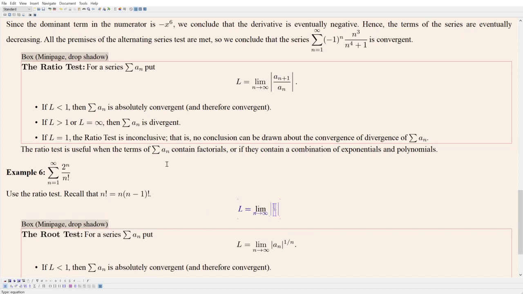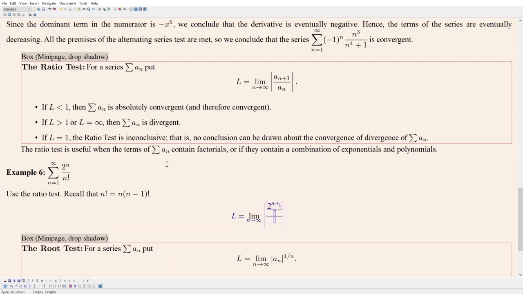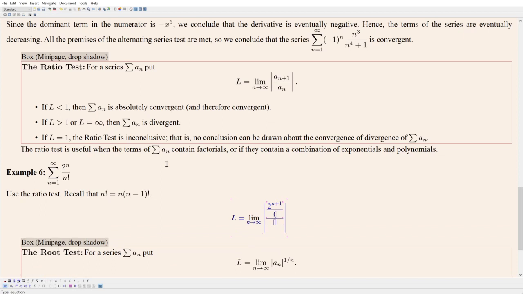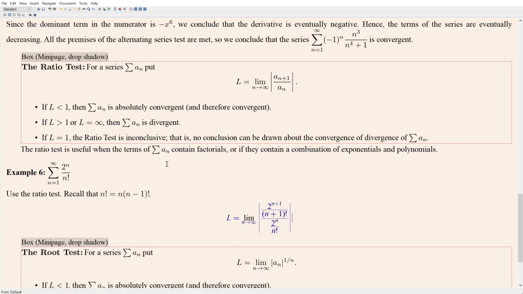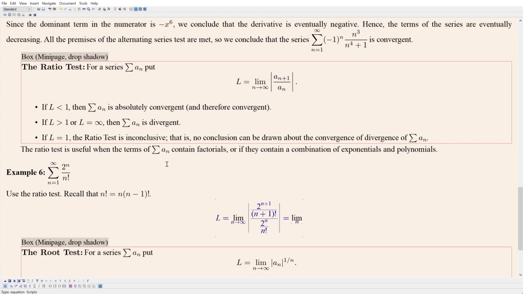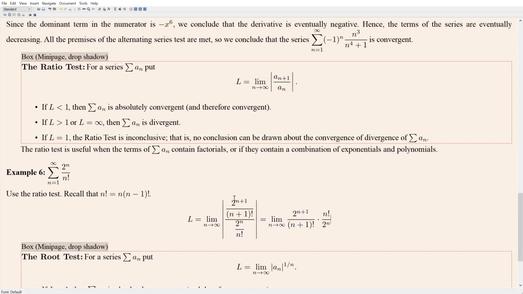So we take the n plus 1th term over the nth term, and of course, dividing fractions is the same as multiplying by their reciprocals. Whoops, reciprocals. There we go. Now in this case, everything is clearly positive, so the absolute values don't really have anything to do.